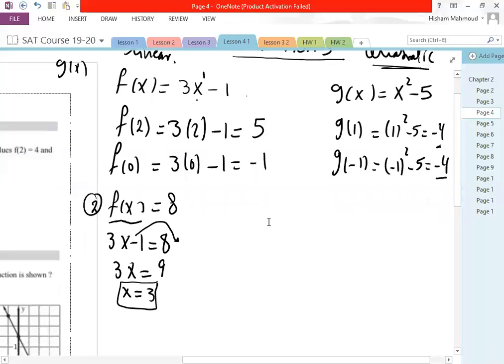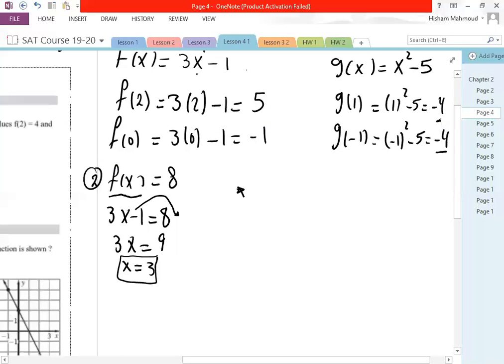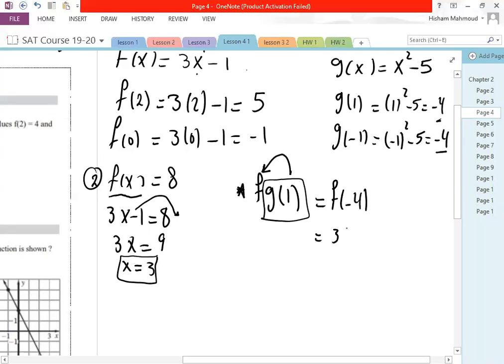Now, let's go to the second part. Second part is how to find something like f g of 1, for example. The meaning of f g of 1 is that you are going to find g of 1 first by replacing 1 in the equation of g, which is equal negative 4. Then you plug in this negative 4 in f. So f of negative 4 is 3 multiplied by negative 4 minus 1, which is negative 13. Again, fg of a number means I will find the second part first, which is g of 1. Then the value of g of 1, I plug it in f.